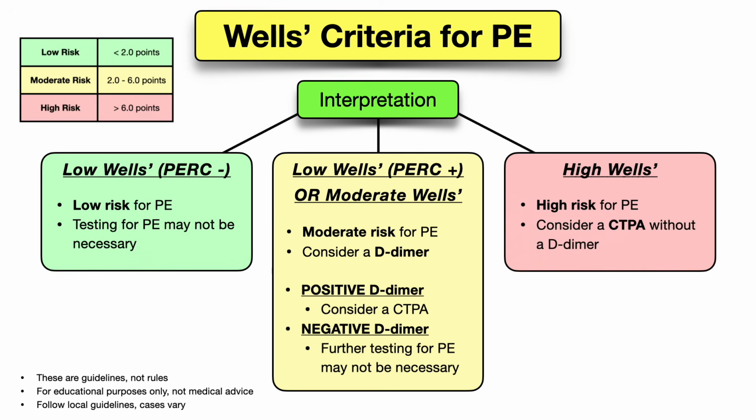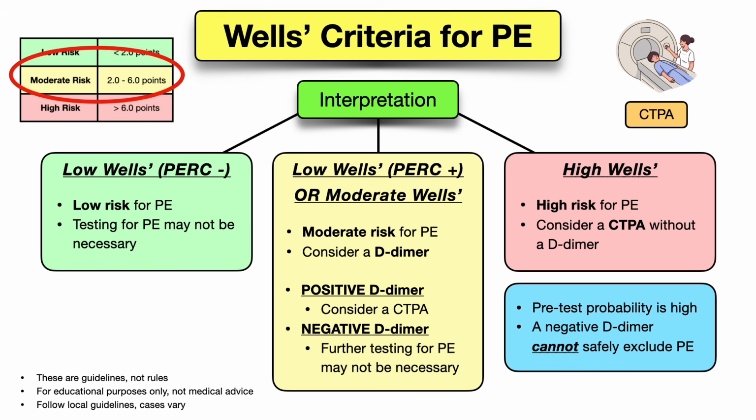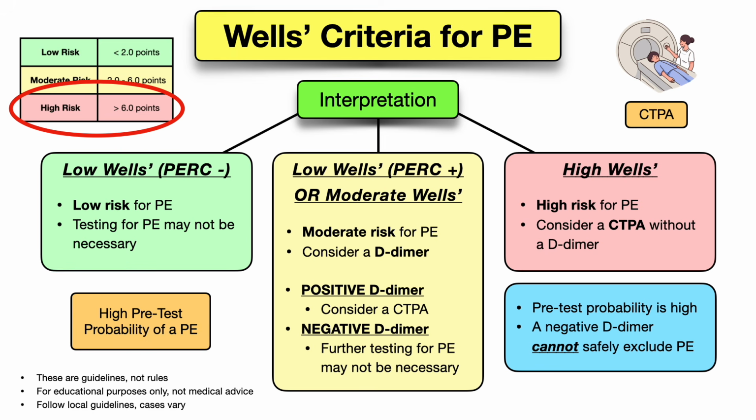Finally, if we have a high-risk Wells score, then this means high risk for a PE, and a CTPA should be considered without the need for a D-dimer. And this is because the pretest probability of a PE is already high, and a negative D-dimer is not sensitive enough to safely exclude the diagnosis of a PE. So directly going to imaging is typically recommended. So again, this would be for a Wells score of more than 6 points, which means a high pretest probability of a PE.